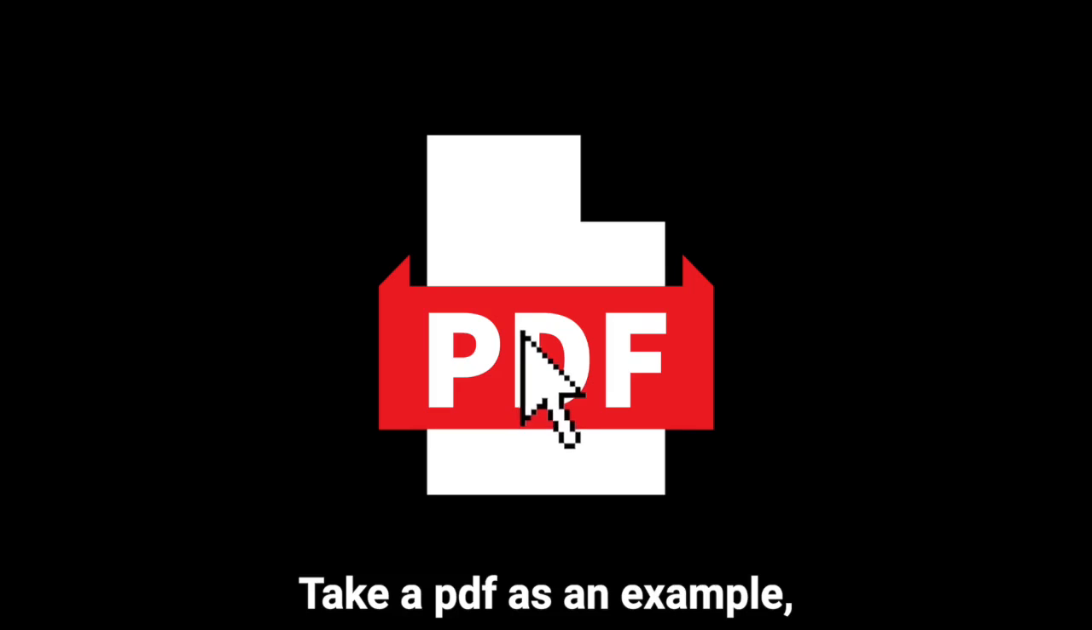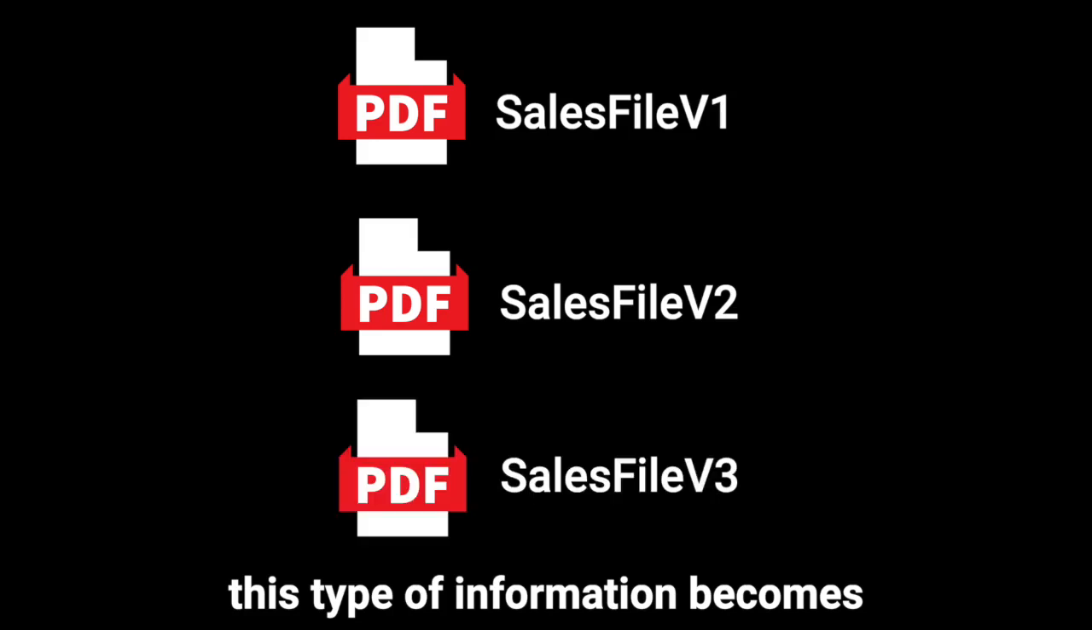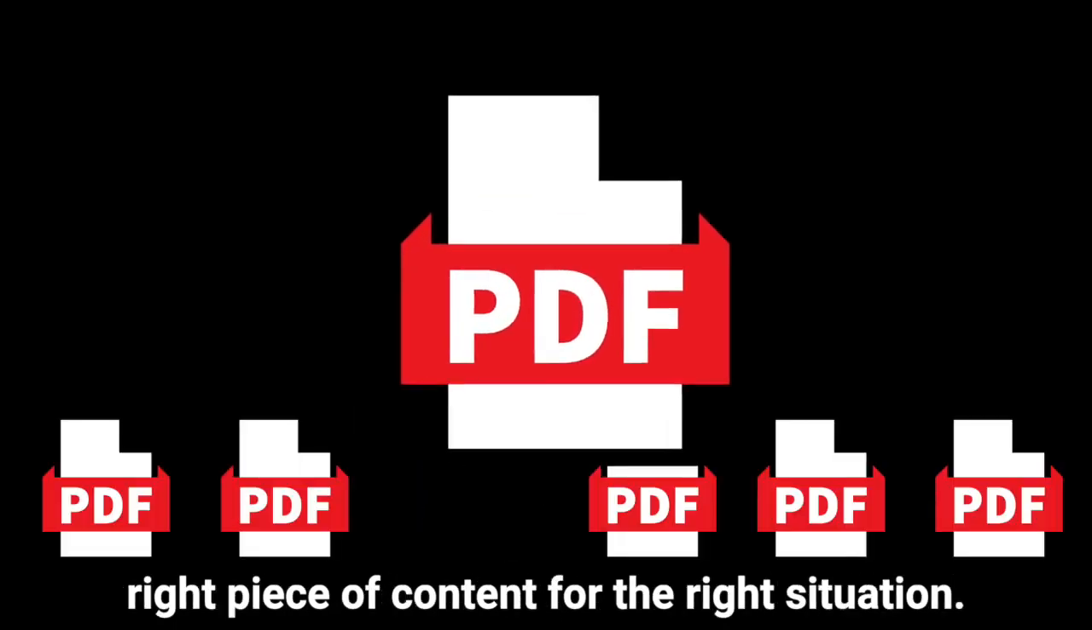Take a PDF as an example, and there might be certain times these assets should be used in the sales cycle. With the application of more thorough metadata, this type of information becomes more easily discoverable and then foundational for getting the right piece of content for the right situation.